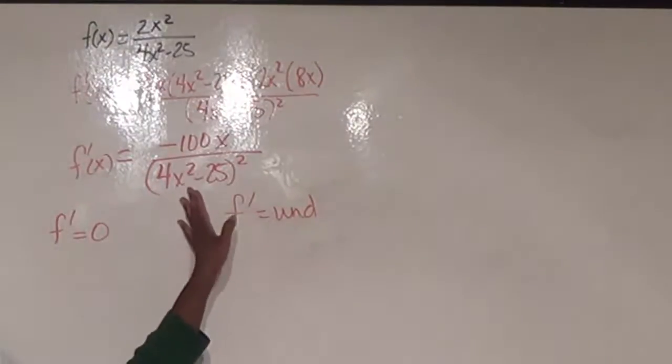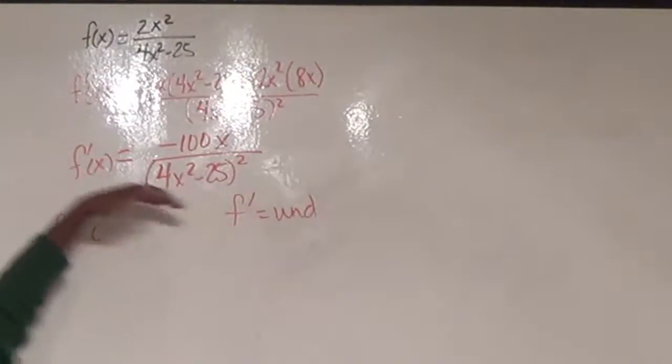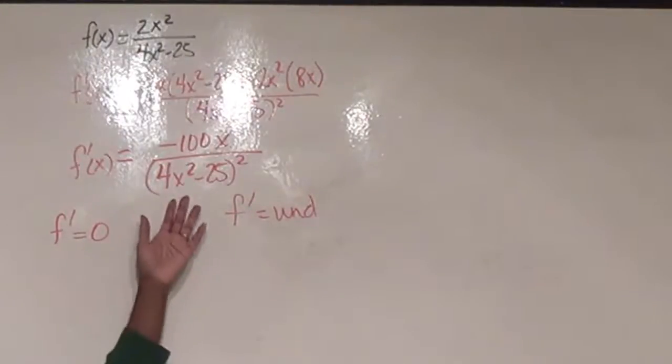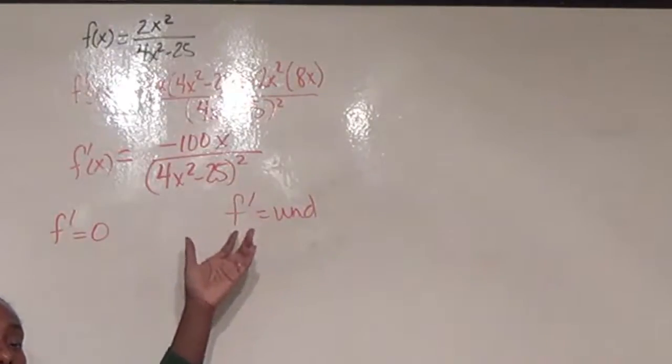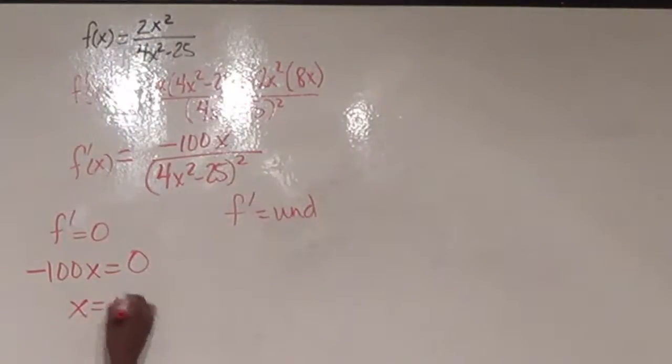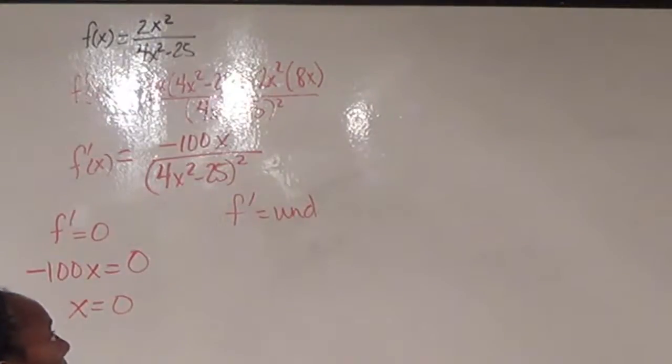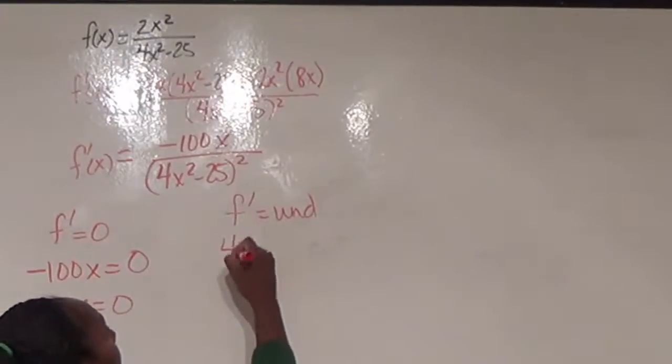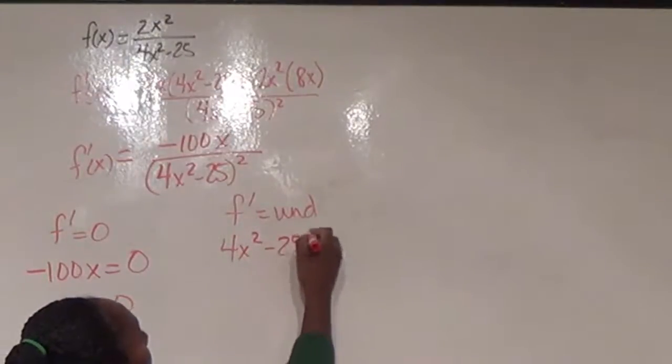Now, the nice thing about rational functions is that when I'm trying to find these two things, I only have to consider part of the function. In the case of f prime being 0, that's only going to happen when the numerator is 0. So here, I just need to know when 100x equals 0. In this case, that's just at x equals 0. For the function to be undefined, because it's rational, I know that's going to happen when the denominator is equal to 0.